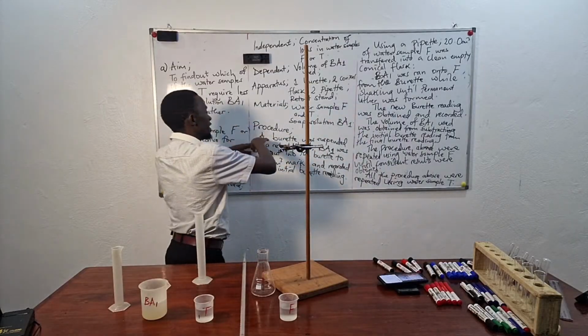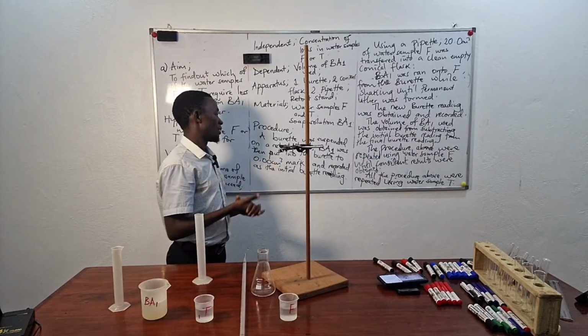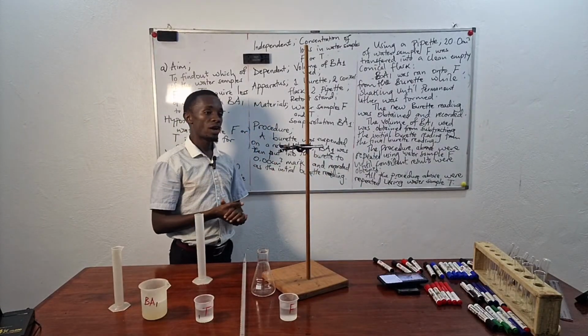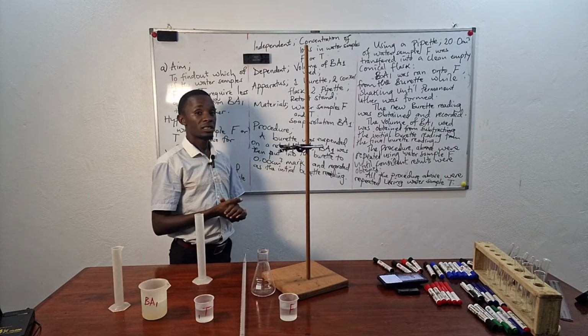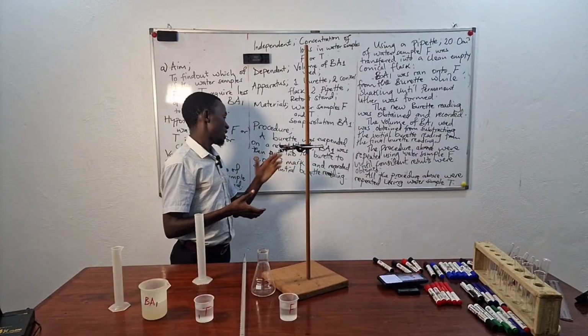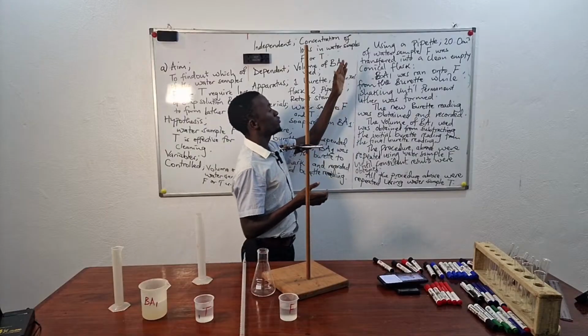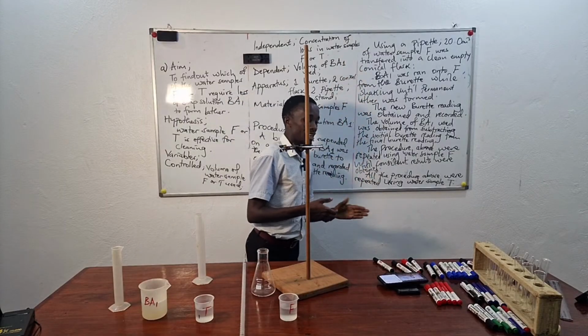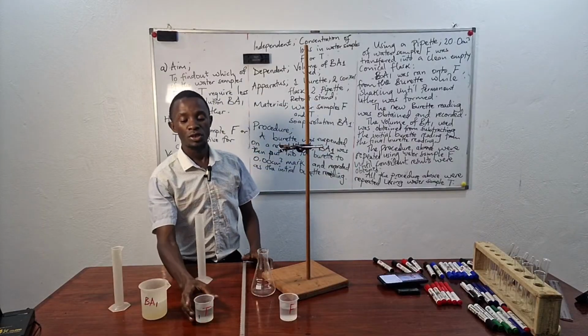So all these procedures of suspending the burette, it is already there. I've added the A1 to the burette to a 0.0 cubic centimeter mark. I've recorded it as my initial burette reading. I'm repeating all this procedure, this time using water sample T.